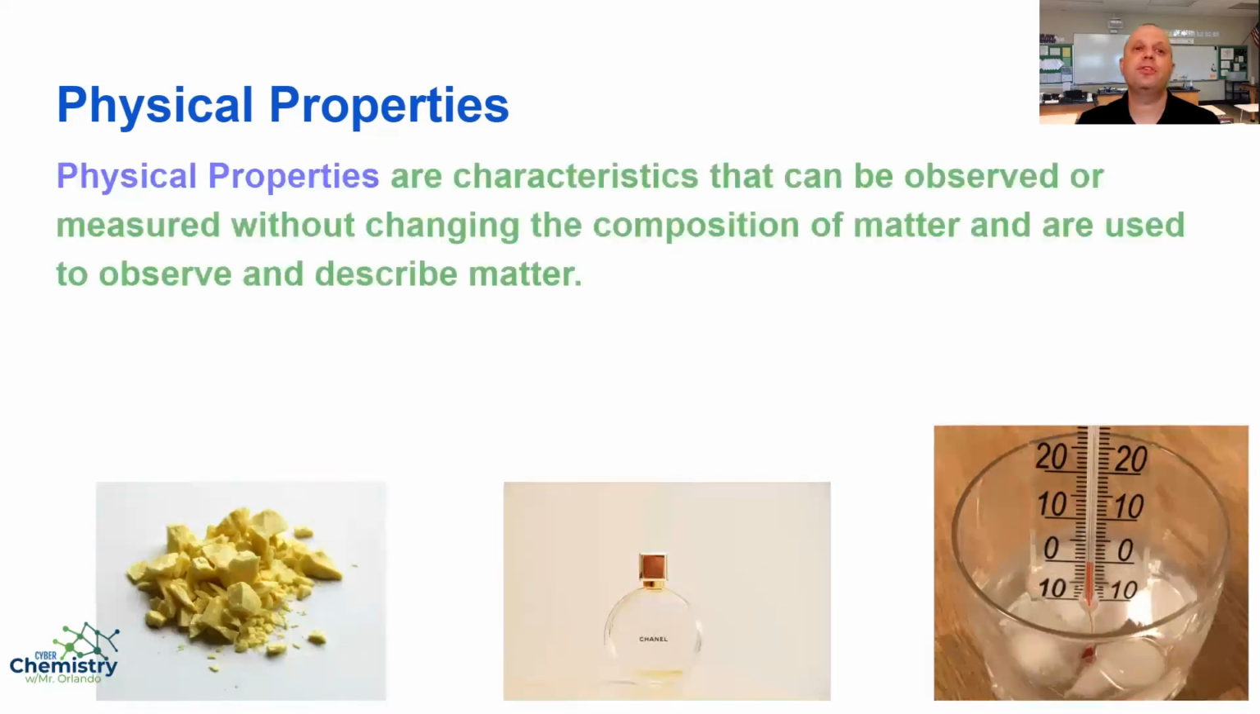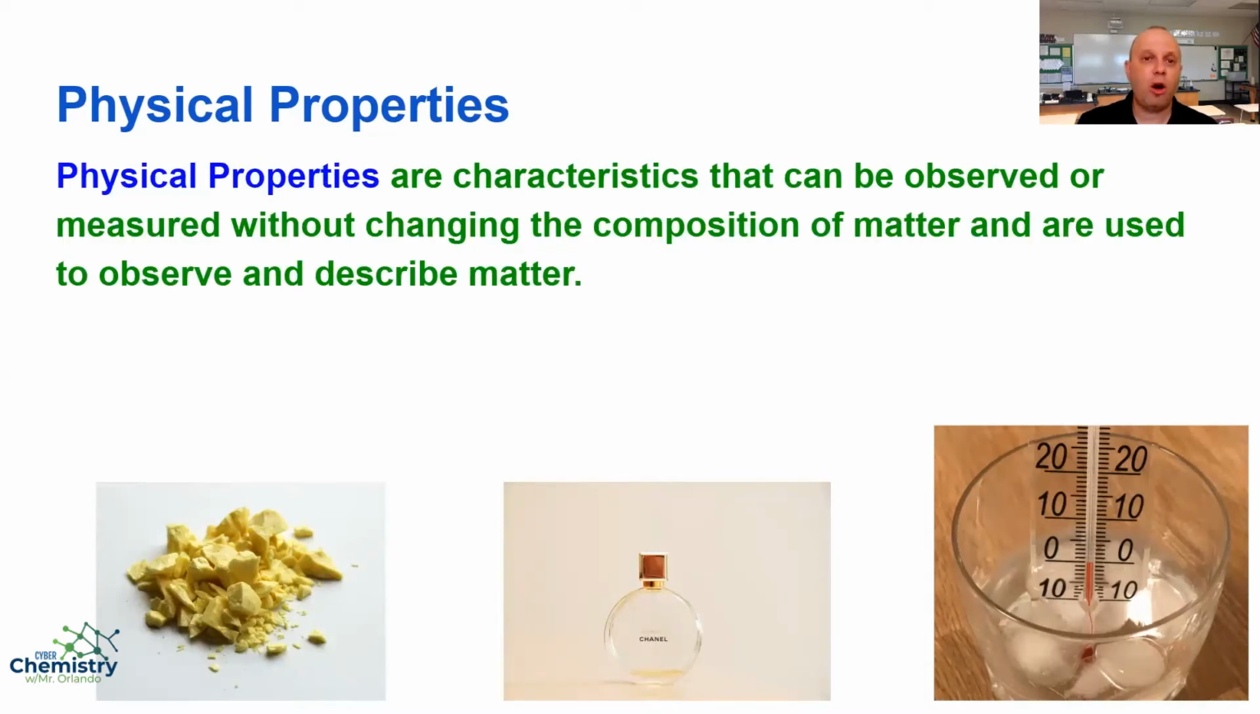So let's take a look at what physical properties are. It says physical properties are characteristics that can be observed or measured without changing the composition of matter and are used to observe and describe matter. If you look at all three examples that I have on the bottom, you can make those determinations. So solid, sulfur, powdery, yellow, all of those things that I talked about just now are all considered physical properties because they're all things that you can observe without changing the substance. Same thing with the perfume or cologne in the middle. It has an odor. You're able to observe that without changing the substance.